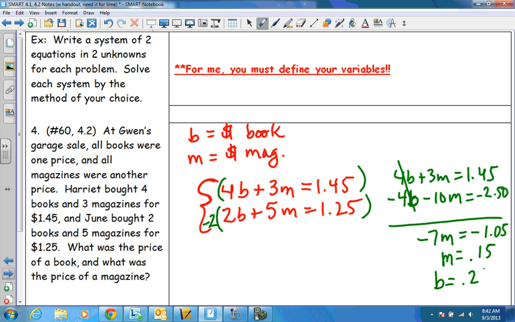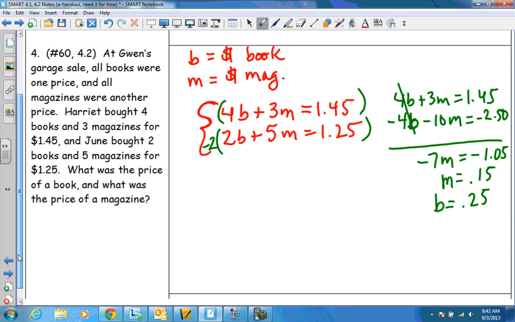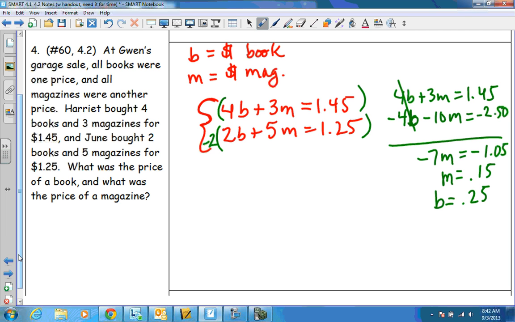Let me warn you about your final answer now. Do not write, okay, this is correct. This is not correct. Why is this not correct? So you could write it as 15 cents, as 15 cents, okay, without the decimal.